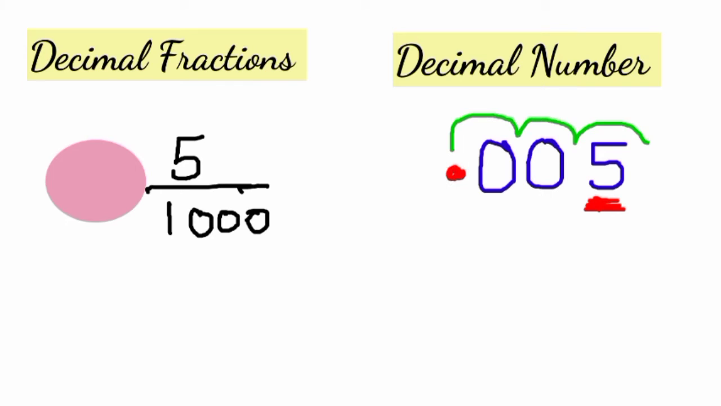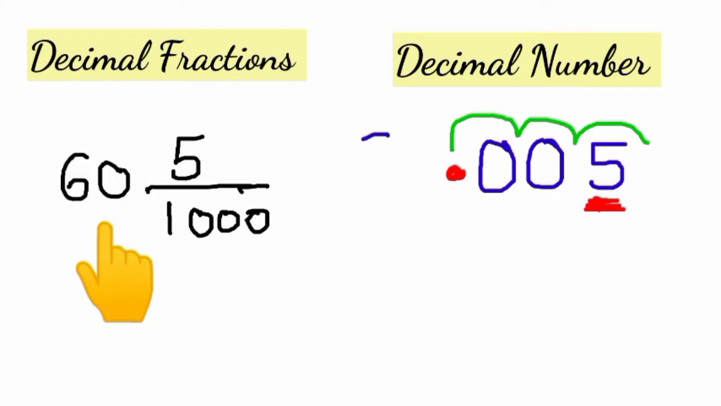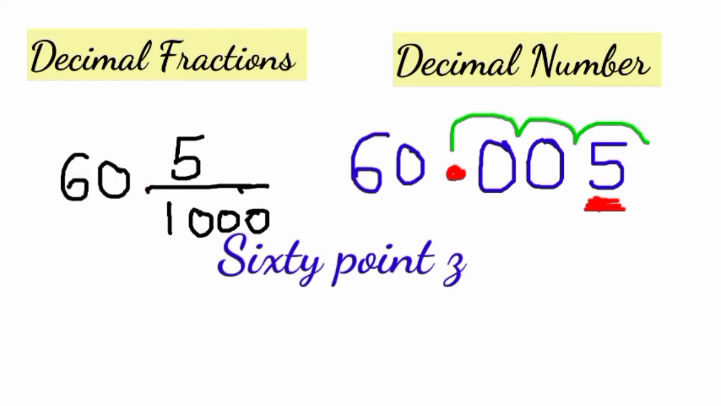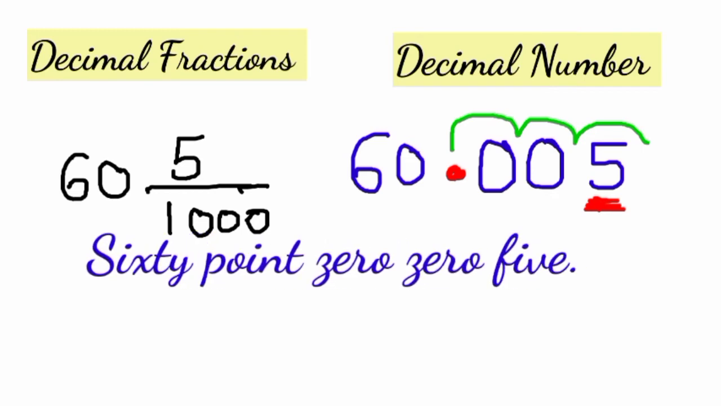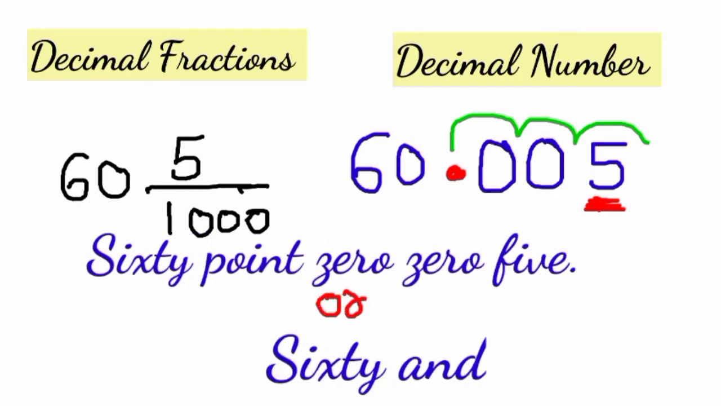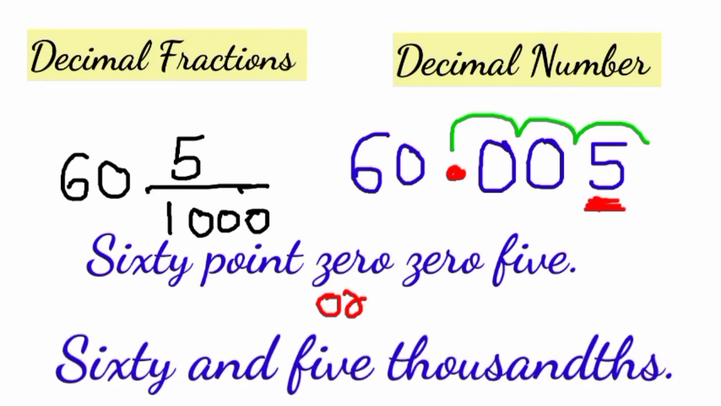0.005. We have 3 digits after decimal. Now write this whole part 60 before the decimal. So it becomes 60.005, or you can write 60 and 5 thousandths. Why thousandths? Because this 5 is at thousandths place. Check it. After decimal, tenths, hundredths, thousandths. So this 5 is at thousandths place now. That's why we have written 60 and 5 thousandths.